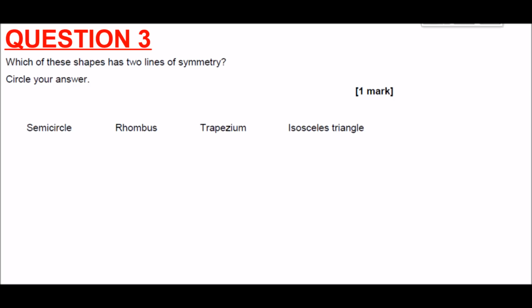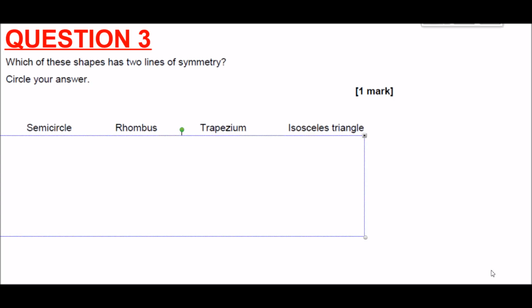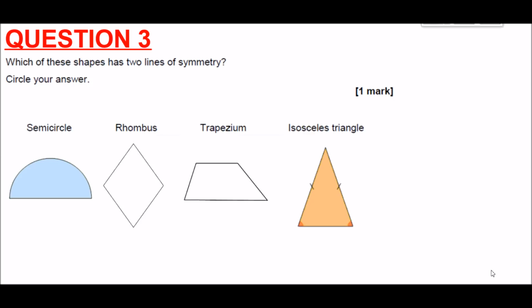Question 3. Which of these shapes has 2 lines of symmetry? Semicircle, rhombus, trapezium, or isosceles triangle? And so what I've done here is I've just decided it'd be easiest if I just showed you each picture. So a semicircle is literally just half a circle, and this one would have one line of symmetry going straight down the middle.